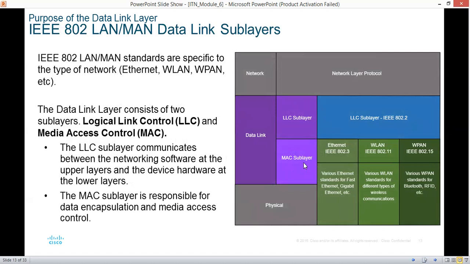If you look at it here, what the IEEE came up with is that at the MAC sub-layer, you have 802.3, 802.11, 802.15. That tells you, if somebody asks which part of the data link layer is responsible for your Bluetooth connection, it's at the MAC sub-layer and not the LLC sub-layer. And then 802.11, which is the Wi-Fi, actually takes place at the MAC sub-layer. And the same thing for Ethernet. So we need to note this.